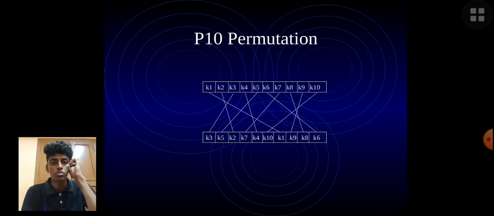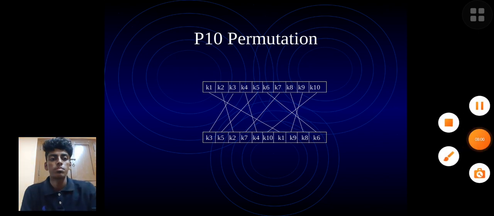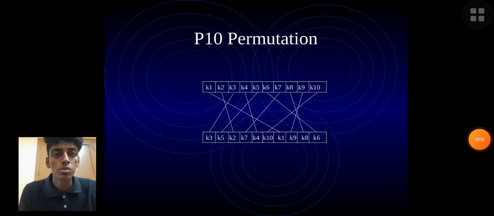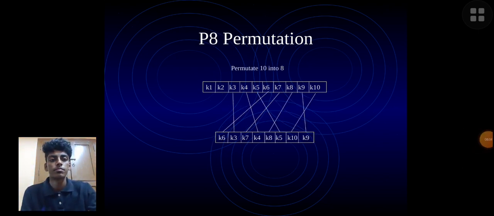The same process I said earlier. The P10 permutation takes a 10-bit input, and the P8 permutation also takes a 10-bit input. After that we get an 8-bit output.